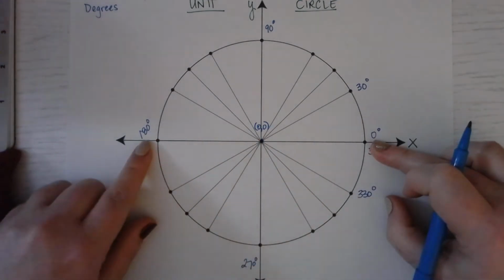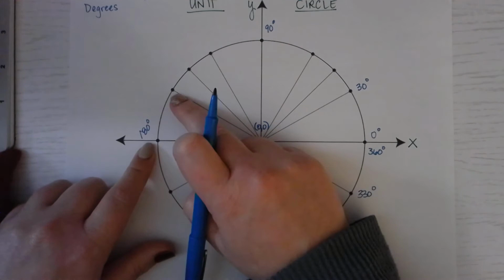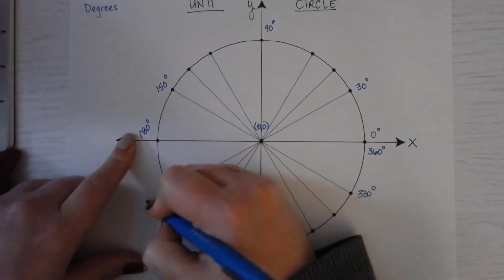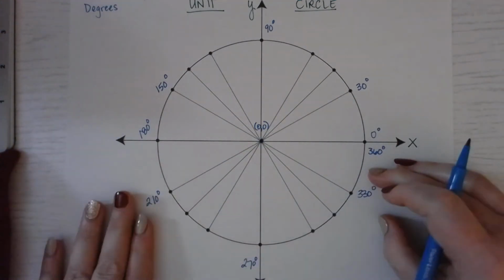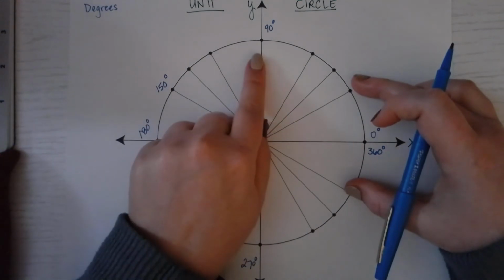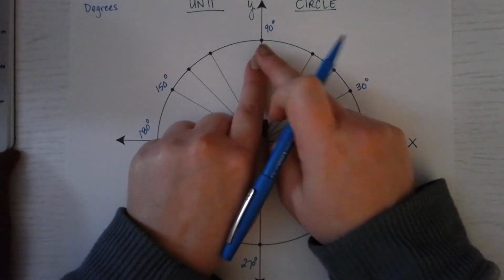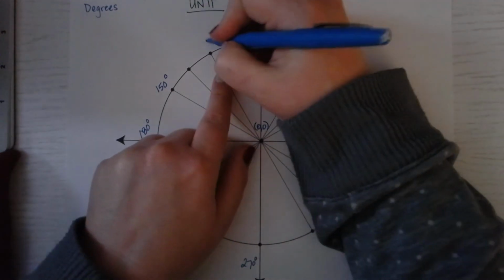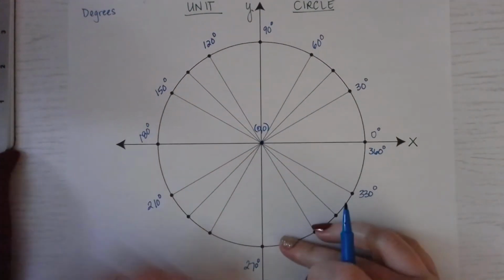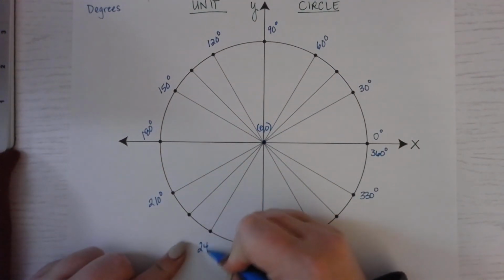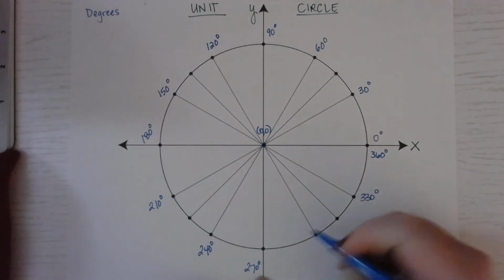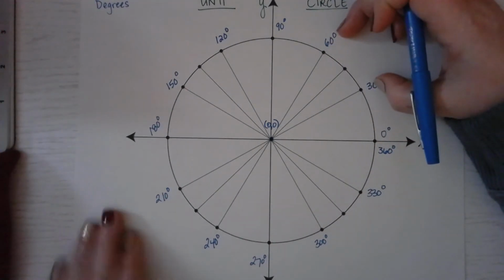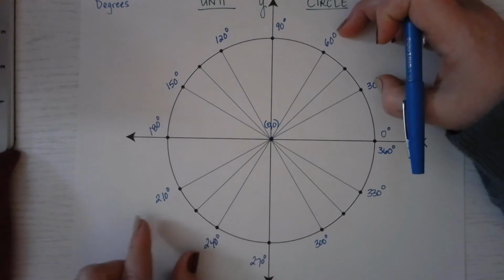So I'm going to work on the other side. 180 minus 30 would give me 150 degrees. And 180 plus 30 would end up giving me 210 degrees. Now the same can apply when we're looking at the distance from the y-axis. Again, 30 degrees in both directions. 90 minus 30 giving me 60 degrees. 90 plus 30, 120. 270 minus 30, 240. 270 plus 30, 300.